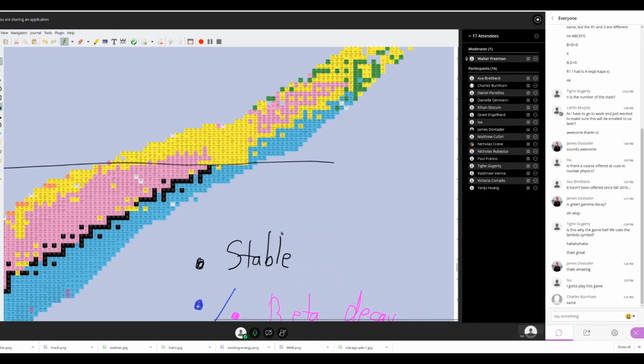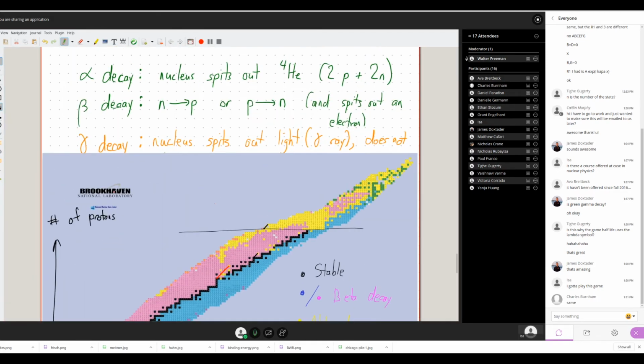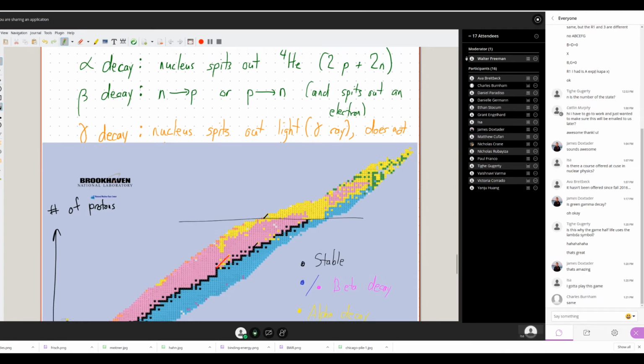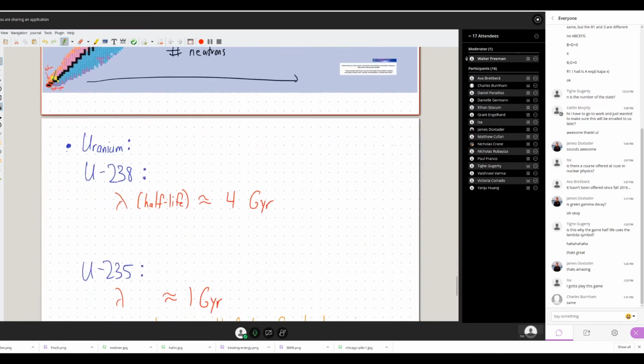So, this thing would move there, this thing would move there, this thing would move there, which would move there, which would move there. Or, for things that undergo beta decay, a proton changes into a neutron, or vice versa. You move diagonally the other way on the chart.